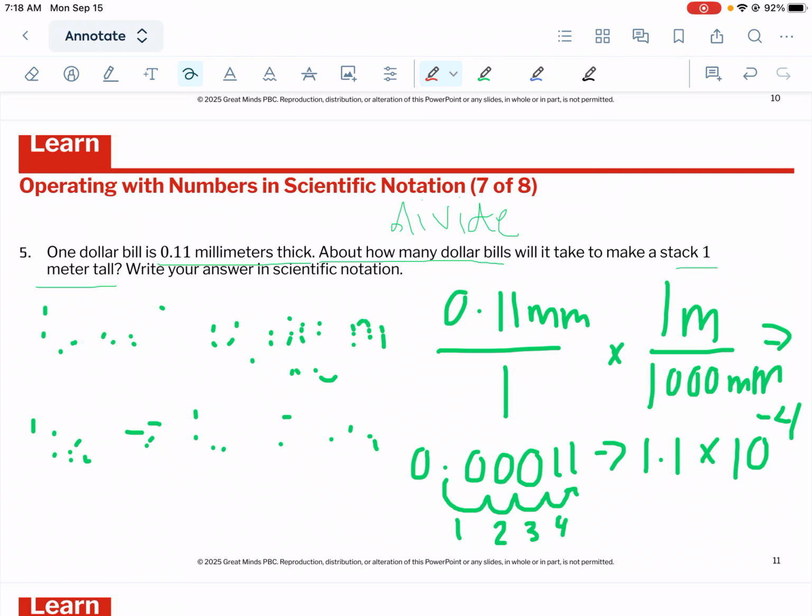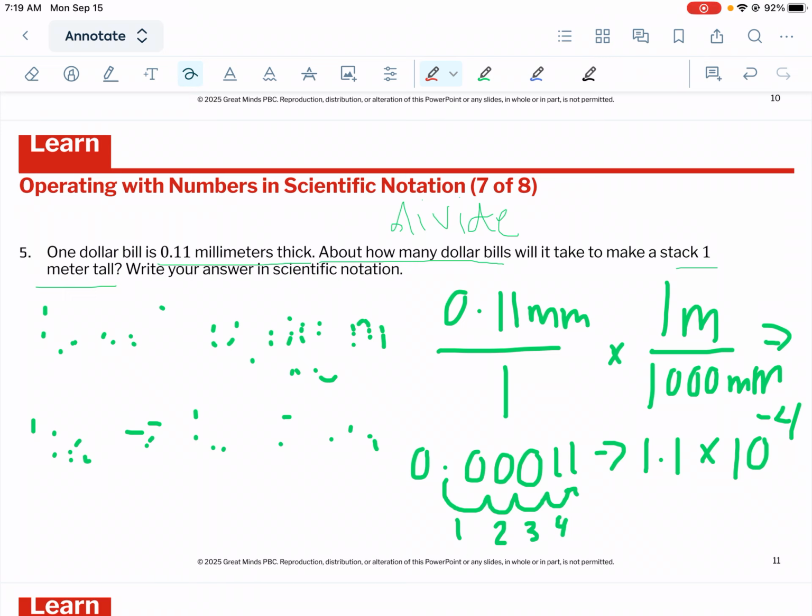So we've converted the measurement of dollar bills to meters. We still need to know how many dollar bills will it take to get to 1 meter tall. So we're going to take that 1 meter and divide it by 1.1 times 10 to the negative 4. Pause here to allow work time. Solve as a class before we move on.